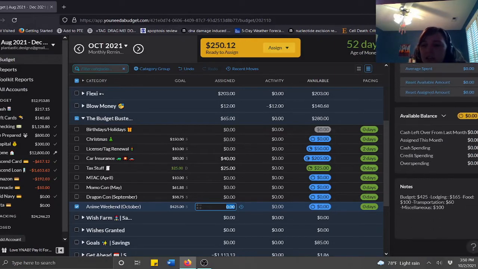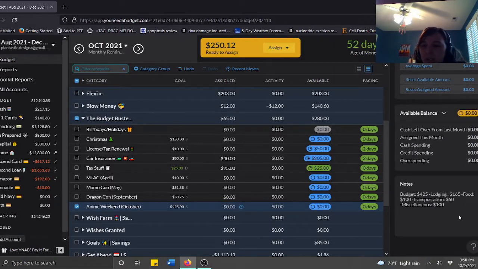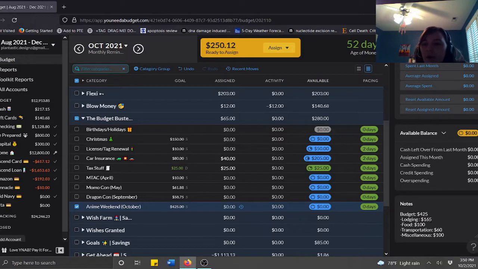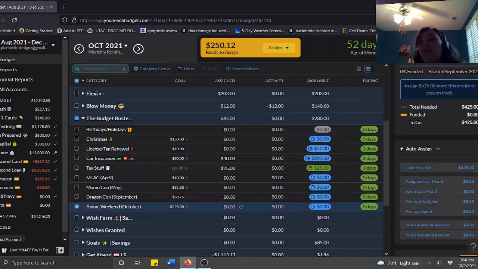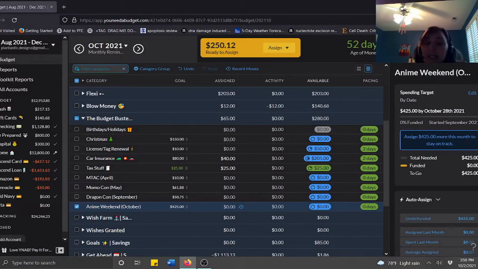And so like this right here will tell you like my budget for like the hotel, food, transportation, because we're going to drive down there. I live in Nashville, and it's in Atlanta, so driving is not that far. And then miscellaneous spending would be like souvenirs or anything like that. So total, I need $425 by the end of October.